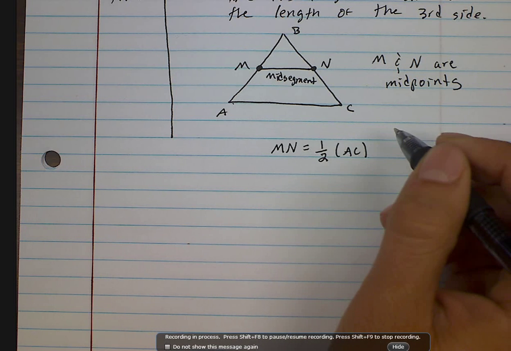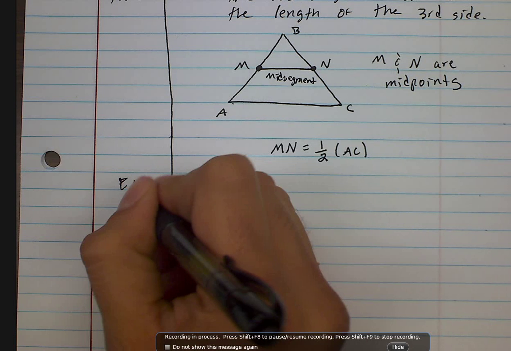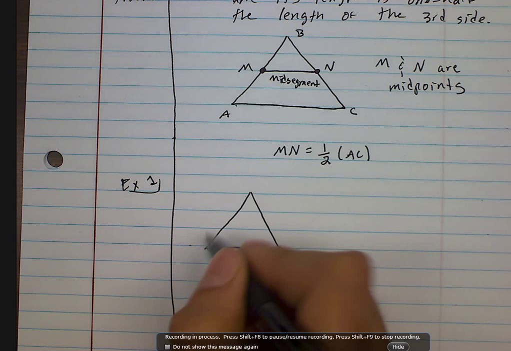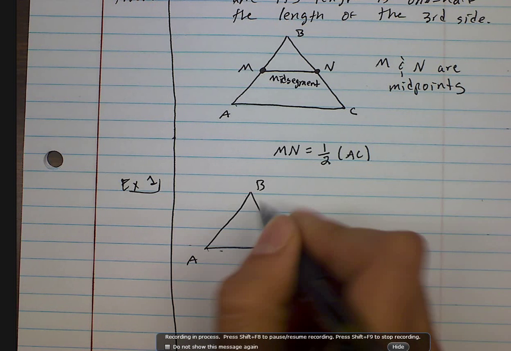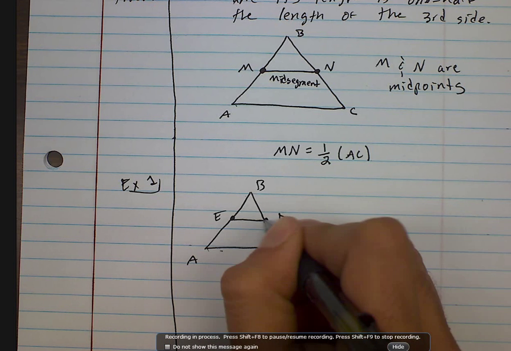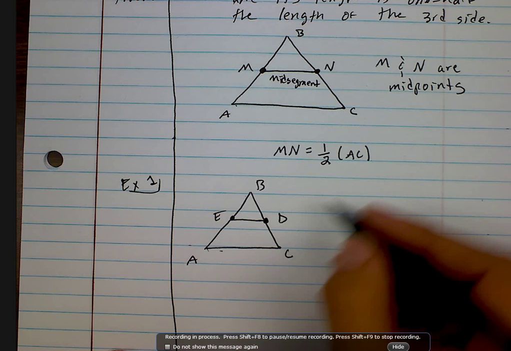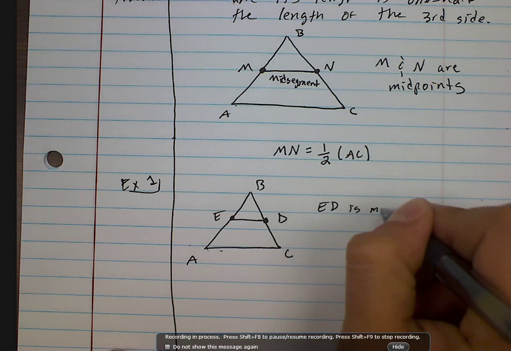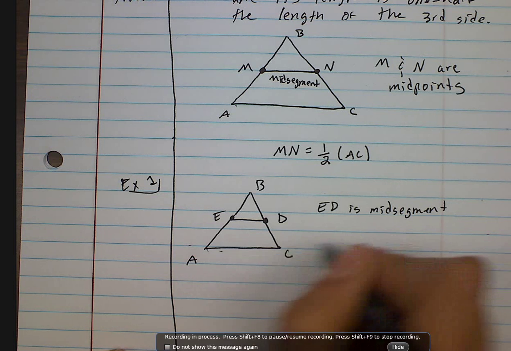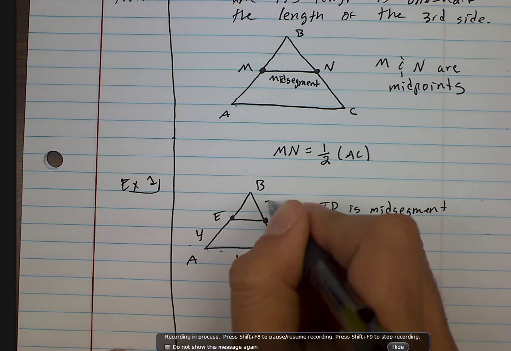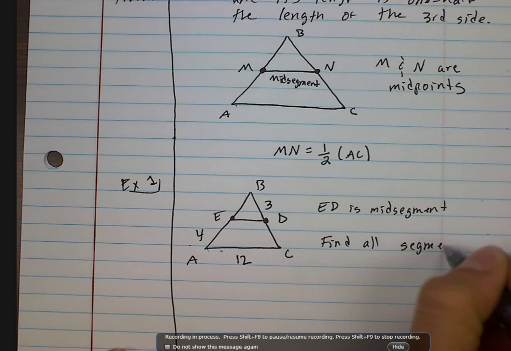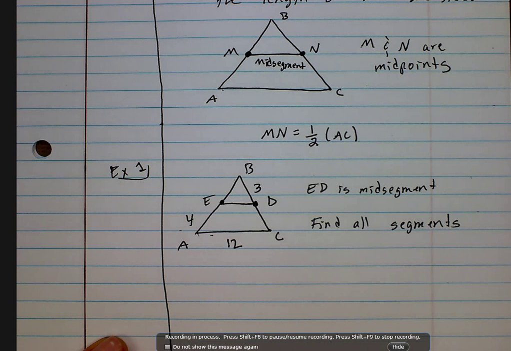Okay, so here we go, example number 1. Let's go ahead and draw a triangle, and let's just keep it consistent, ABC. And now we know that this one is E and that one is D, and then we have the mid segment right there, which is ED. So ED is the mid segment. And they want you to find all segments. So this one is 12, this one is 4, this one is 3.